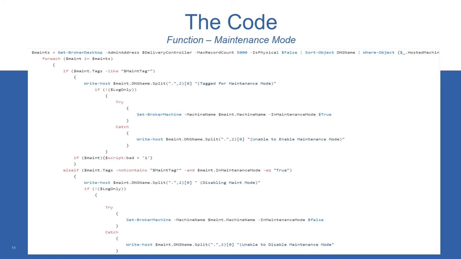I'll actually tag the VDA itself when I put it in maintenance mode. And if that machine has the maintenance mode tag on it, then we're basically just saying it's tagged for maintenance mode, so it's letting us know that there is a machine that's tagged, and then it's also going to reinforce setting the maintenance mode on it. So for instance, maybe you tagged a VDA for maintenance mode and you forgot to actually put it in maintenance mode. Well, this script will set it for you.